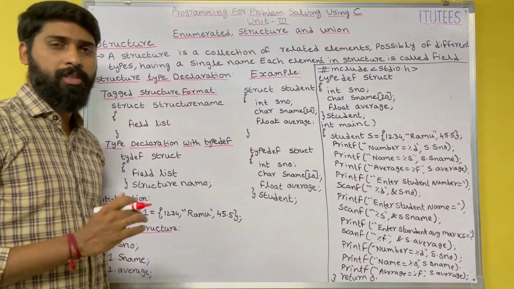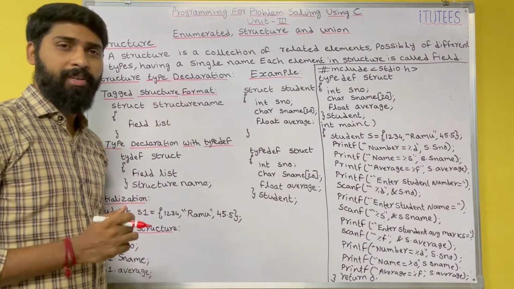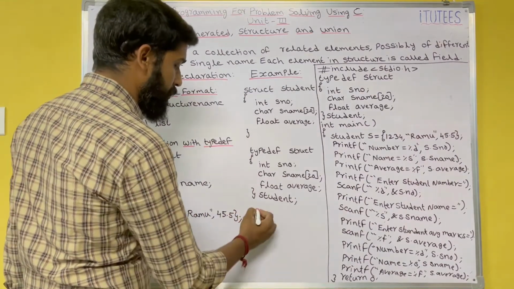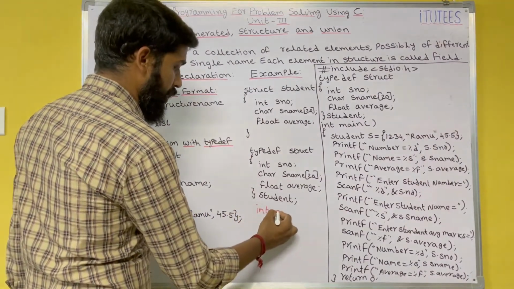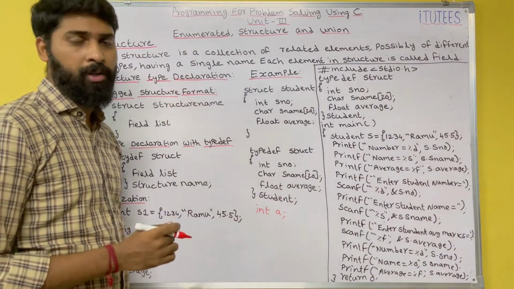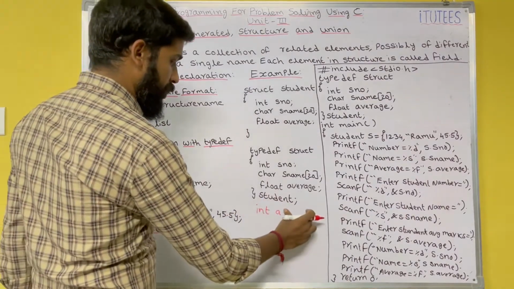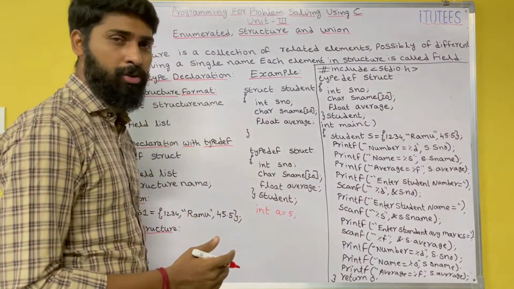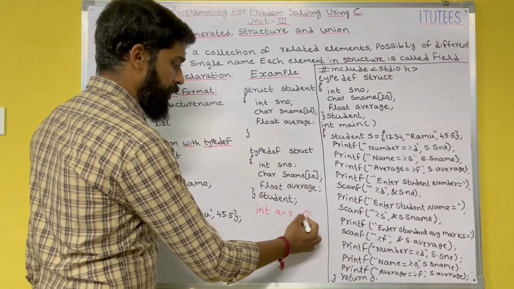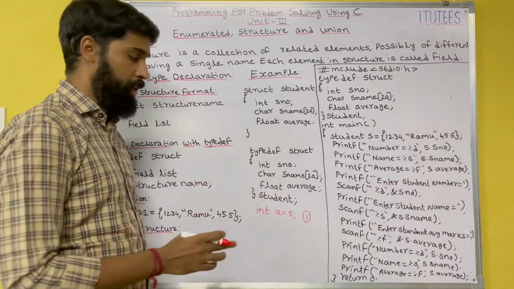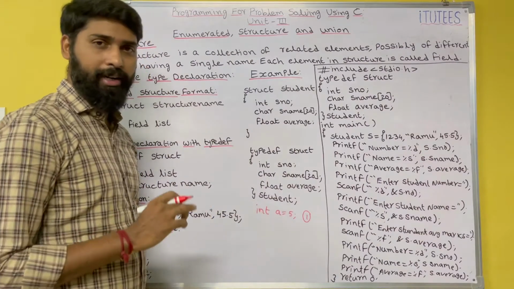Before going to discuss the structure, in our previous classes we discussed variables. So what is a variable? Simply saying, int a is a variable. What is the purpose of the variable? In this variable we are going to store data. How many data elements can we store? Only one data element. So what are the disadvantages in this? We can store only one data element.